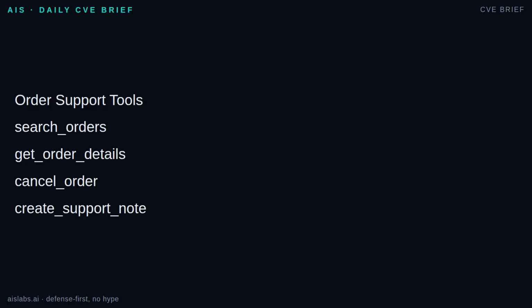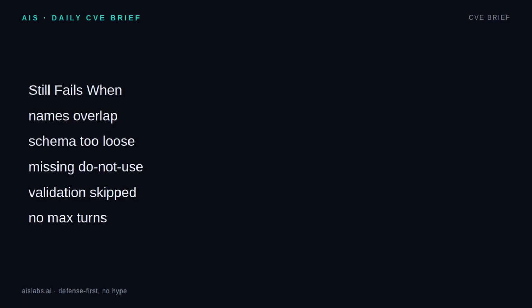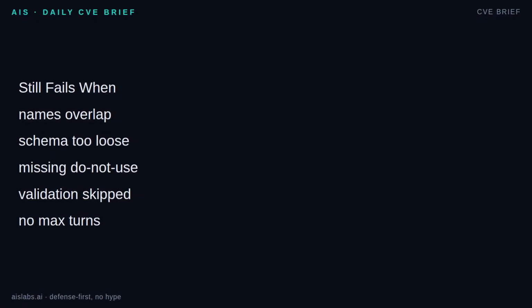Cancel order says, cancel one specific order by order ID. Use only after the order ID is known and the user clearly requests cancellation. Do not use for refunds, address changes, or vague requests. Now the model has boundaries. It can search first, inspect details second, and only cancel when the required identifier exists. Good definitions reduce errors, they do not eliminate them.